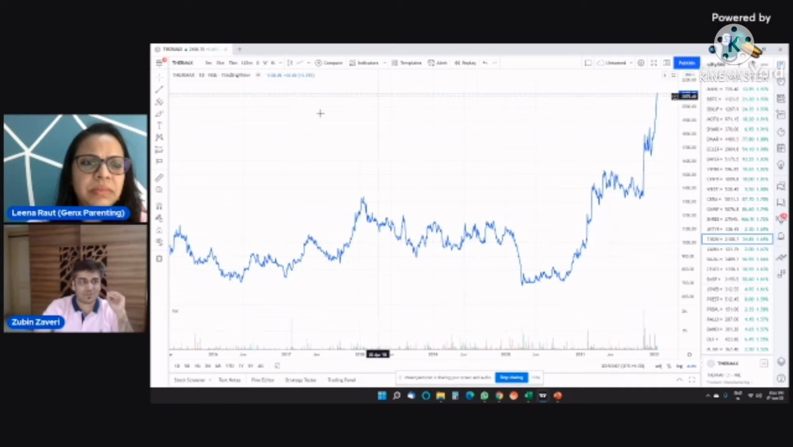What is the name of the stock? You can see over here, it's written. The stock name is Thermax. So it's one of the companies listed on the exchange. And these lines that go up and down tell you where the prices went.